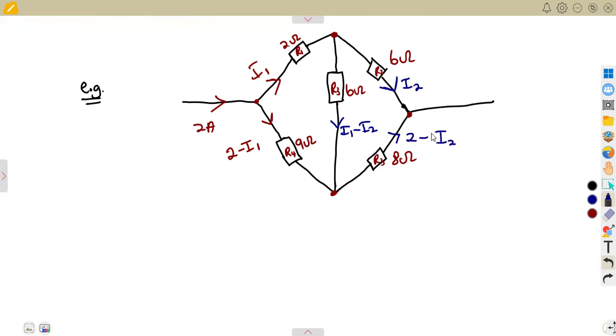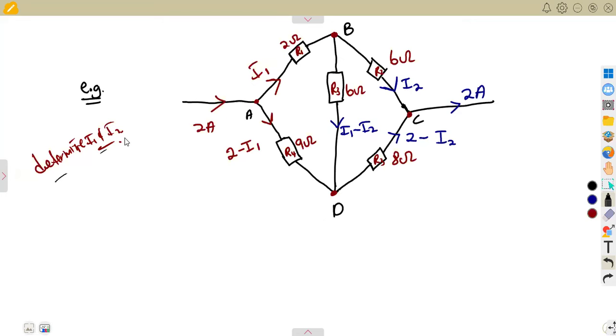Let's say they also give 2 minus I2, and at the end we are given 2 amps. Using Kirchhoff's laws, you're asked to determine I1 and I2, just like the previous case that we had. You'll be given points: this is A, this is B, this is C, and this is D. This diagram is given to you. You're not formulating it; they gave it as it is. And the question is, determine I1 and I2.